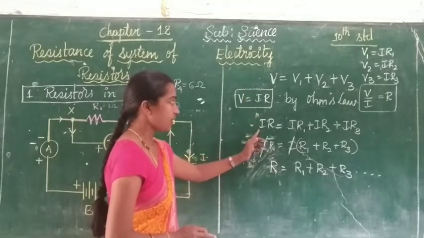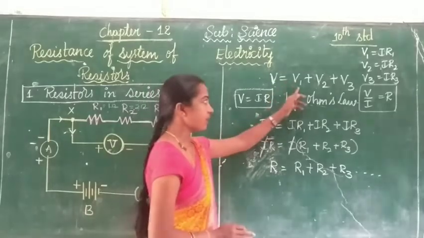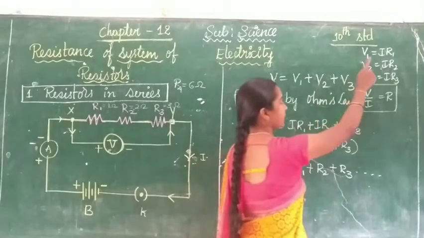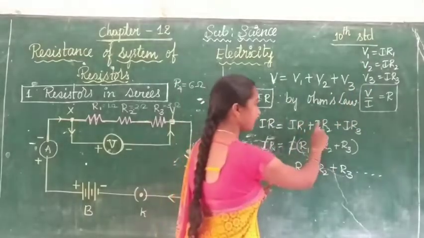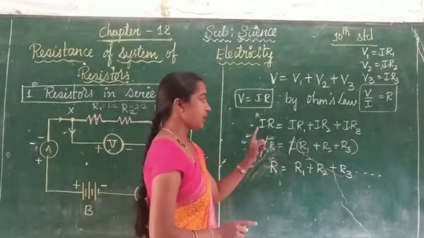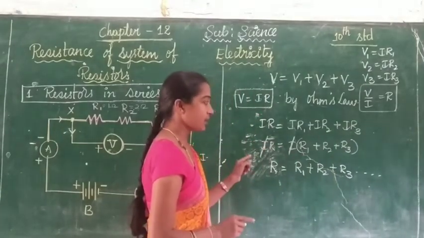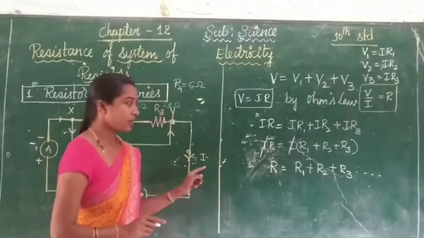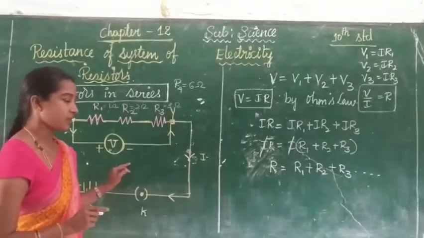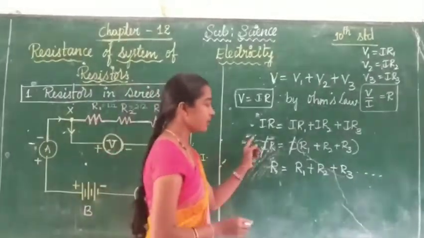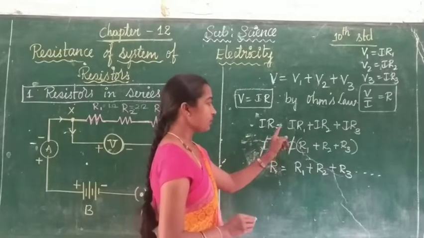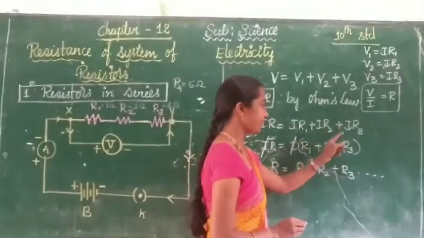Now substitute for V1, the potential difference of resistor 1. V1 is equal to I into R1. V2 is equal to I into R2. V3 is equal to I into R3. Look at children, here we write I only as I. This is because the current flowing in the circuit is the same. It does not change. That's why we write the current as only I. IR is equal to IR1 plus IR2 plus IR3.